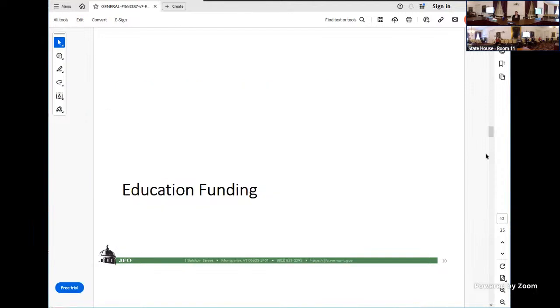So I know I'm moving fast, but I want to make sure to save time for questions. So that's a high-level overview of education expenditures coming out of the statewide ed fund.